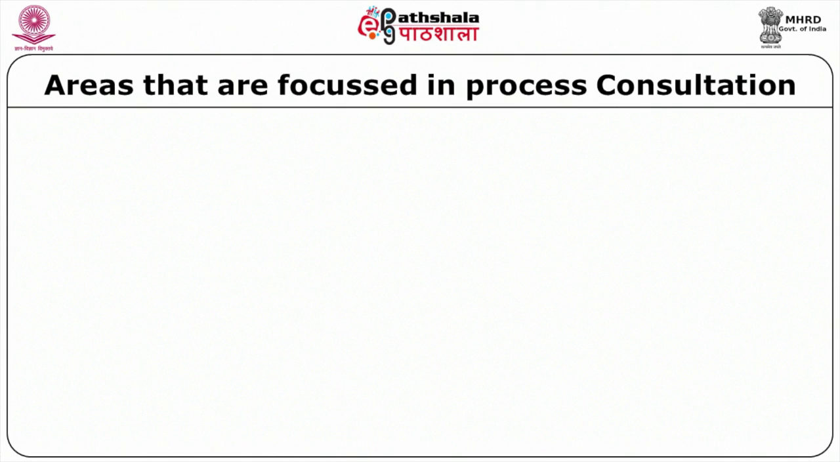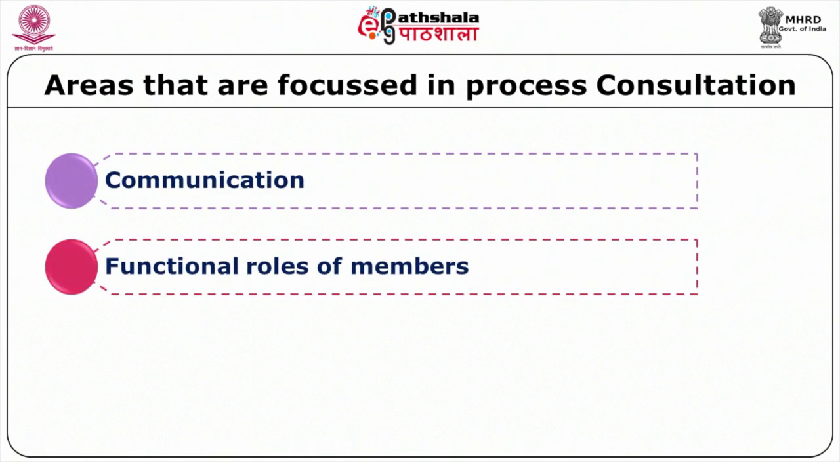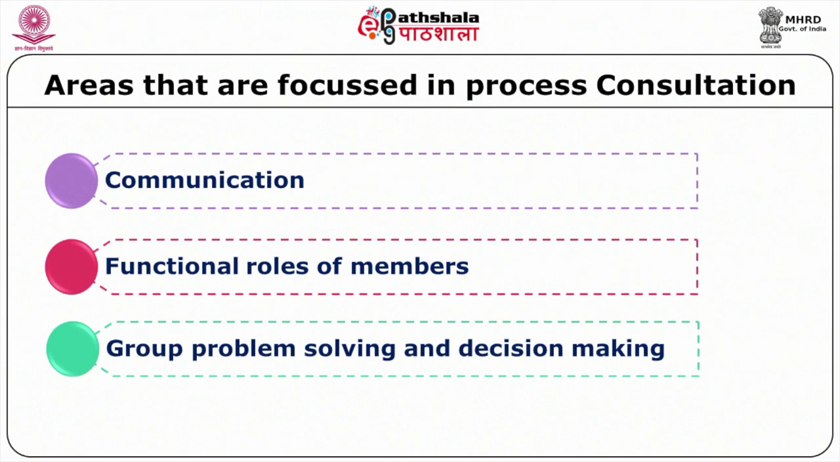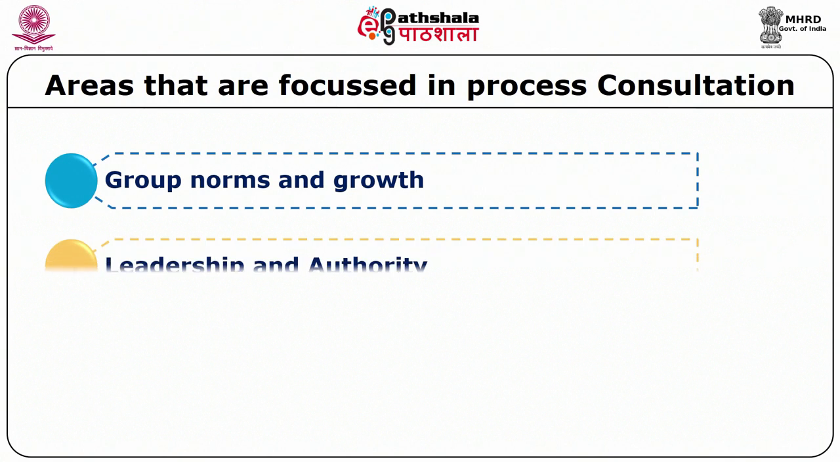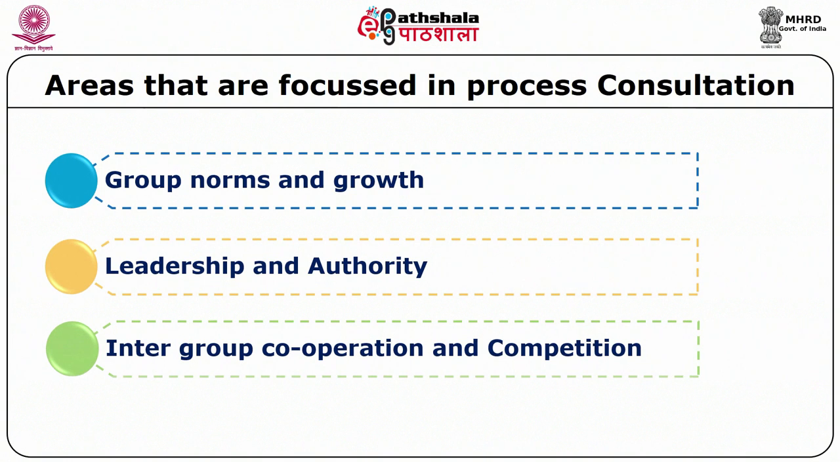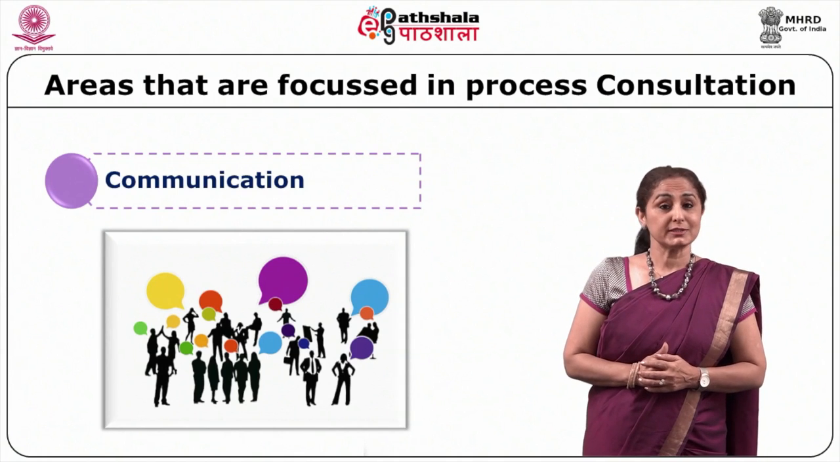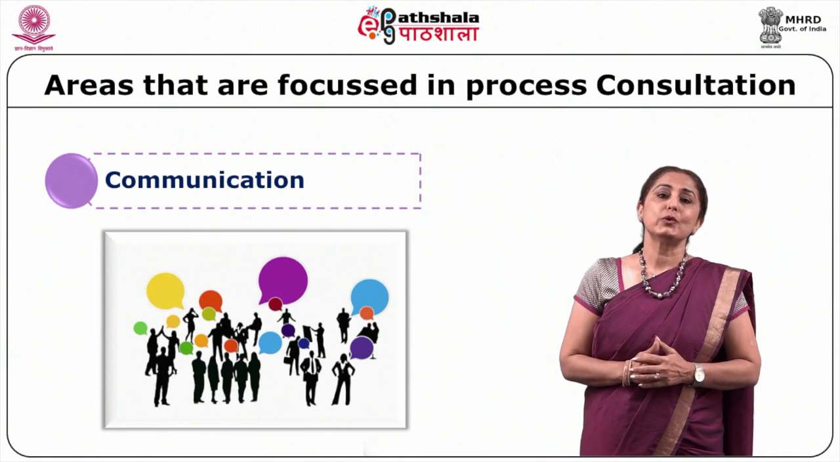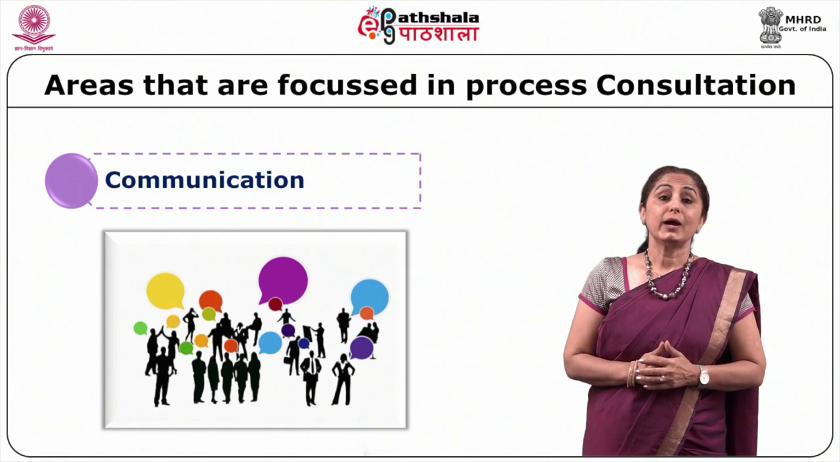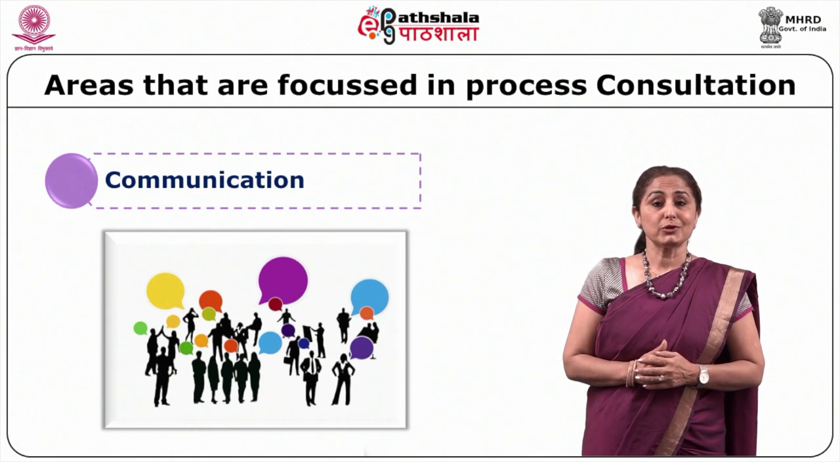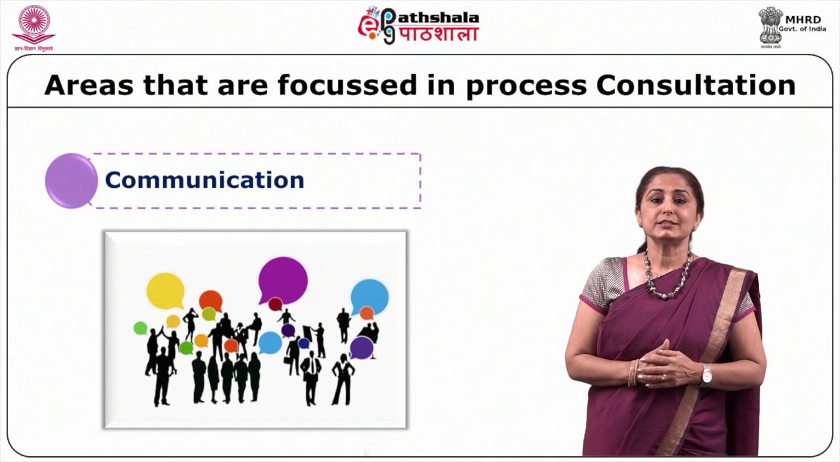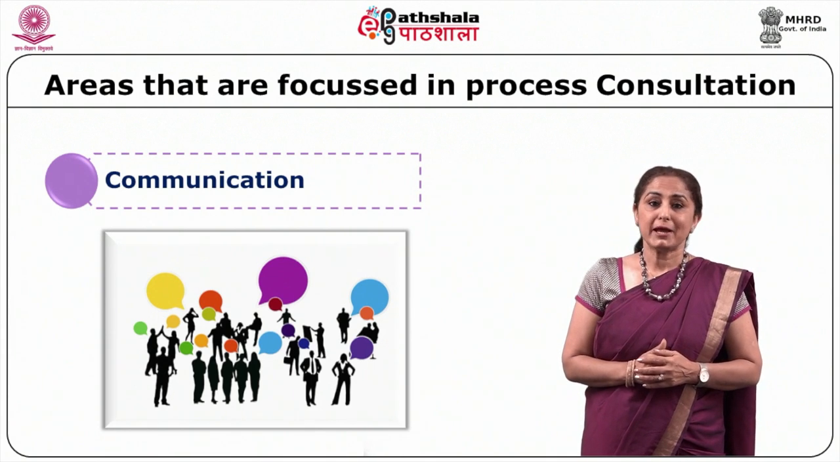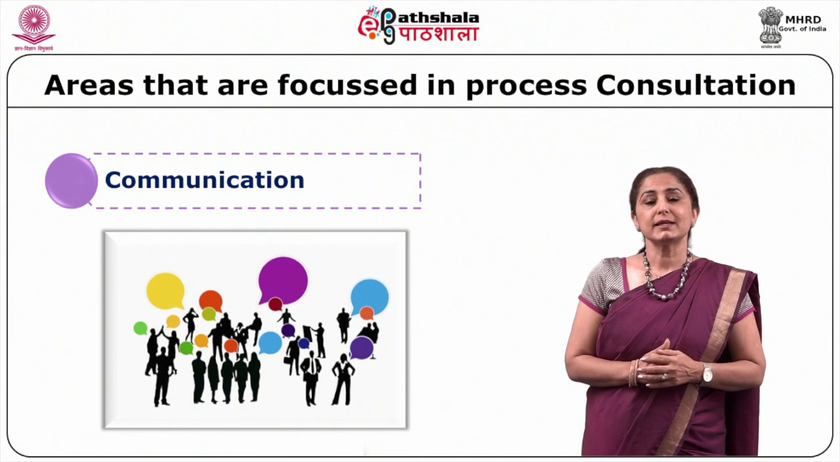The areas that are focused on in process consultation are communication, functional roles of members, group problem solving and decision making, group norms and growth, leadership and authority, and intergroup cooperation and competition. Let us look at the first process that has been enlisted, and that is communication. In any organization, communication flows to and fro for all the routine activities. You have communication flowing from the authority to the subordinates, among the subordinates, and from the subordinate to the authority. So for process consultation, we would be looking at what are the barriers and snags in these communications and what prevents a free flow of communication in the organization.